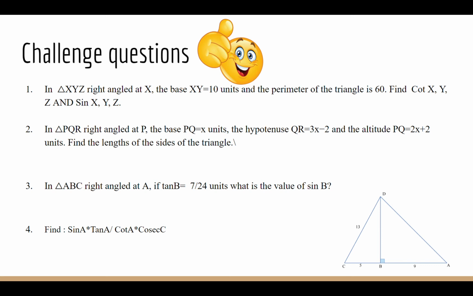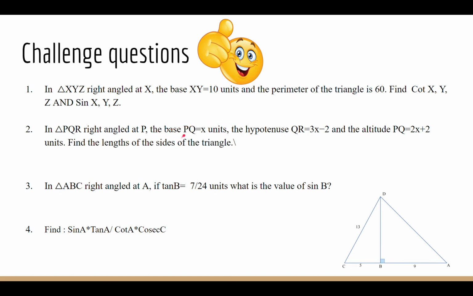Question number 2. In triangle PQR, right angled at P, the base PQ is x units, the hypotenuse QR is 3x minus 2, and the altitude is PR, which is equal to 2x plus 2 units. Find the lengths of the sides of the triangle.